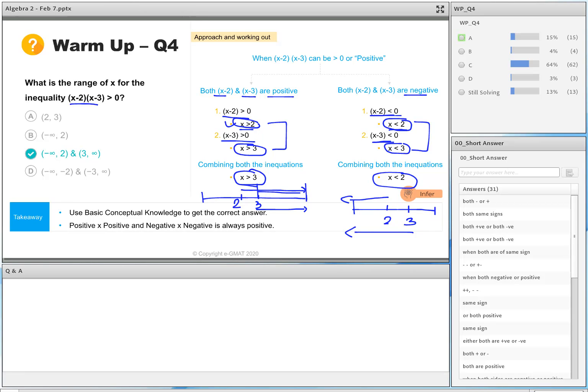When I combine both, what is the common region? The common region is to the left of 2, which is x less than 2. So I have two regions for this question. One is from minus infinity to 2, which is x being less than 2. The other is 3 to infinity, where x is greater than 3. When I combine both of that, the answer for this question is choice C.